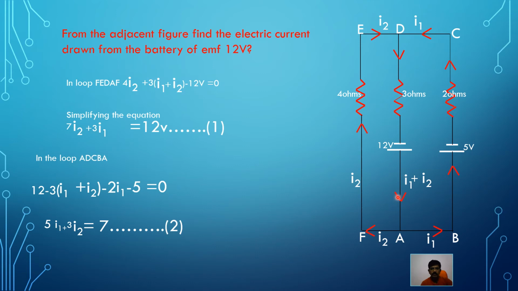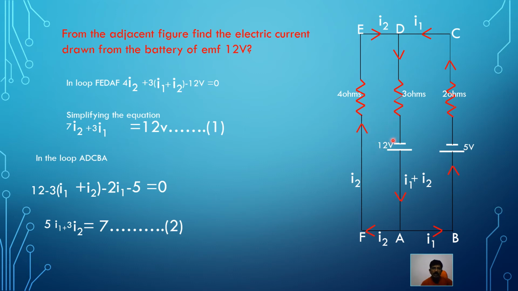See this one. First, assume this loop F E D A F. Observe this carefully. In the loop F E D A F, a resistor of 4 ohms is present, another resistor of 3 ohms is present, and a battery of 12 volts is present. So altogether 3 components are present here. Let us assume we are moving in this clockwise direction in this loop. This is the clockwise direction.